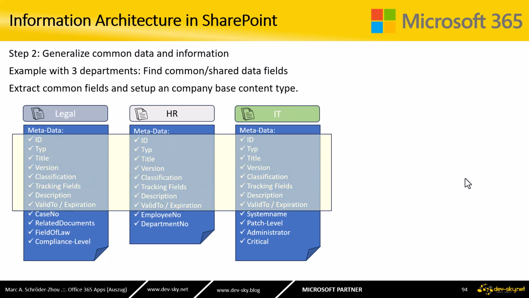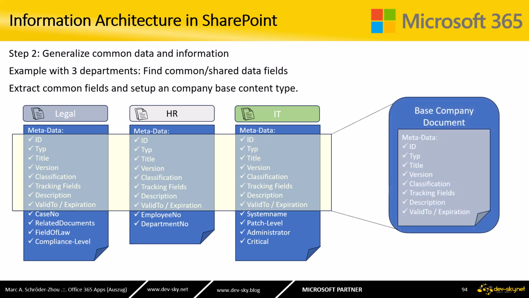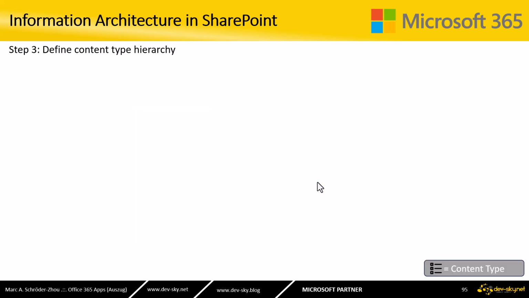These shared fields should be extracted and assigned to a so-called base company document. Later, all company documents will be inherited from this base company document. Important note: only metadata that are shared with all documents from all departments should be assigned to the base company document. In step 3, the needed content types can be defined based on the information from the previous step.